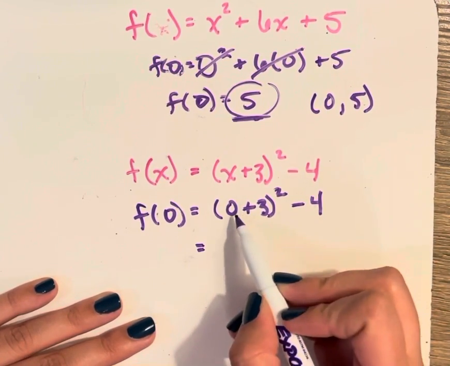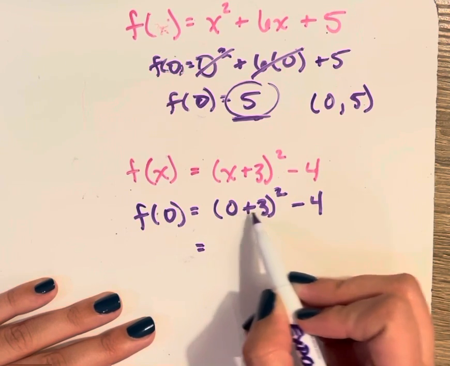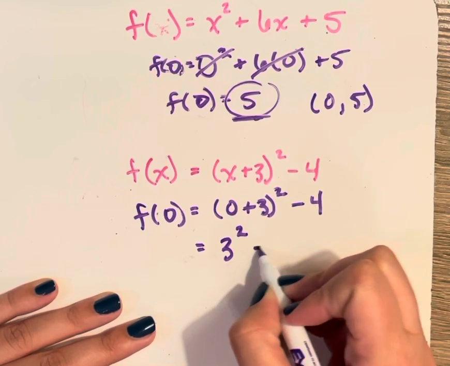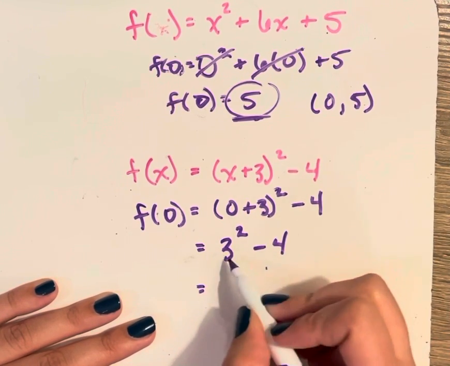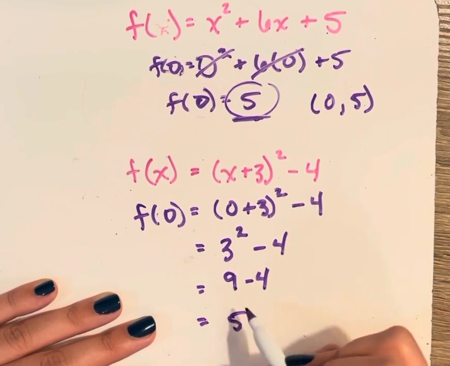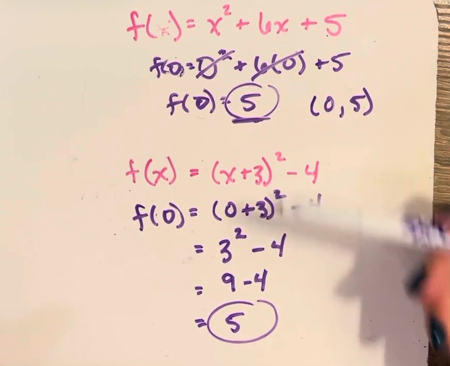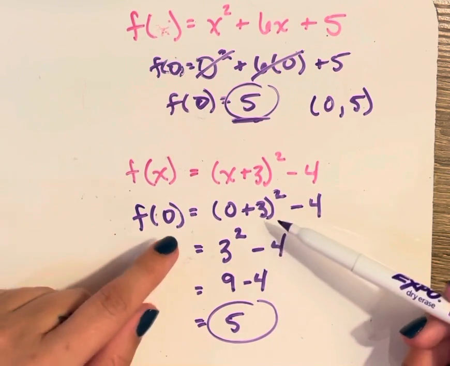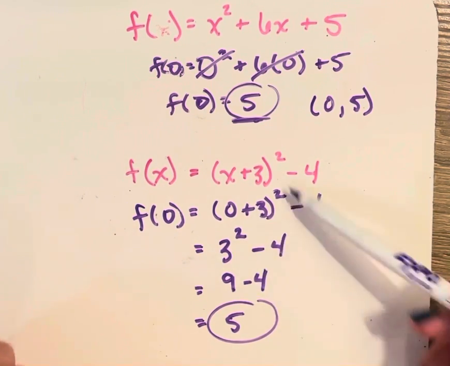Now this time, this doesn't just go to 0. 0 plus 3 is not 0, it's 3. So that means I have 3 squared minus 4. 3 squared is 9. 9 minus 4 is 5. So either way, I get the same value for the y-intercept. It just takes a tiny bit more work and thought in this form.